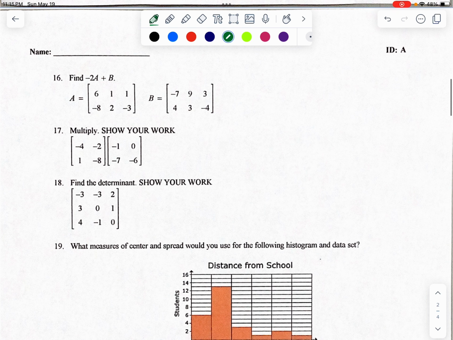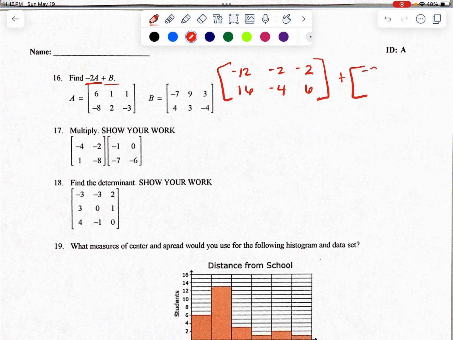And then we moved on to matrices. Number 16, I do have to multiply this first matrix times a -2. So in order to do that, I'm just going to scalar multiply it. So that would be -12, negative 2, negative 2, positive 16, negative 4, and positive 6. And then I'm just going to add that to b. So plus b, 4, 3, negative 4.